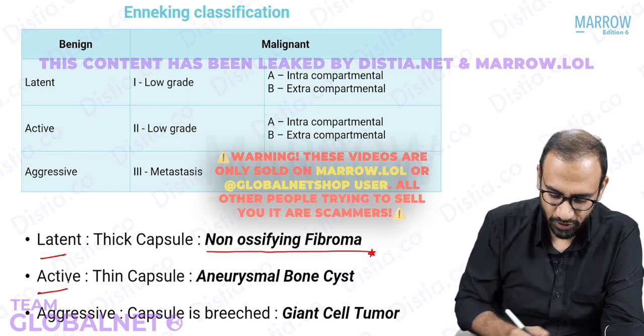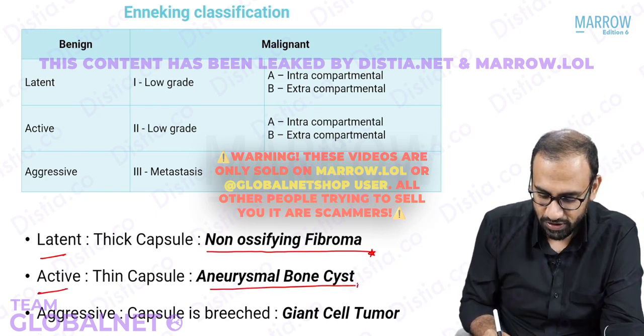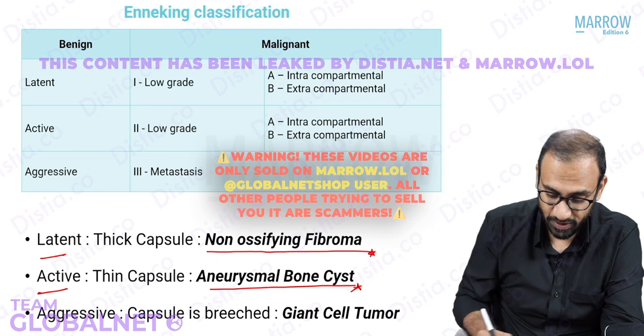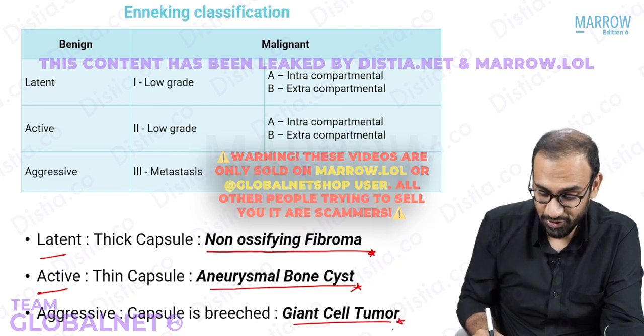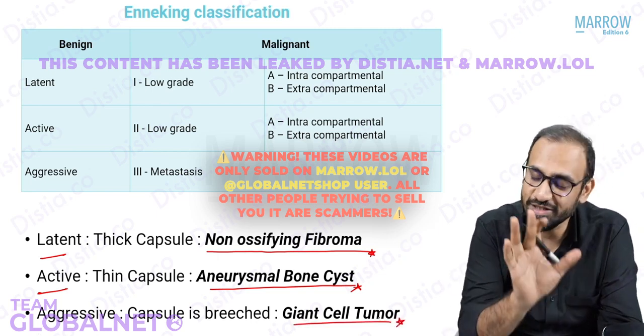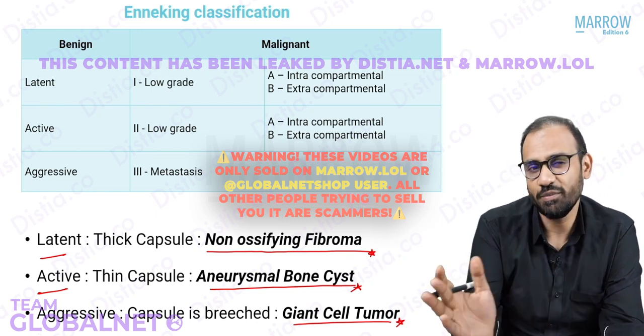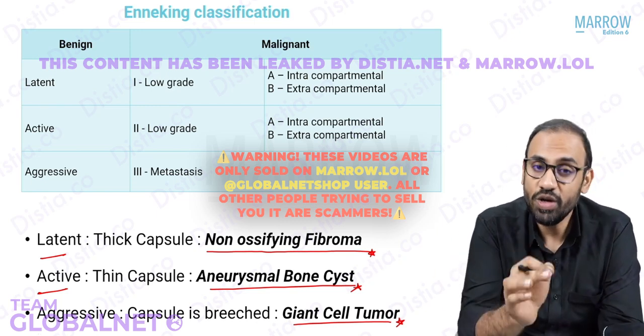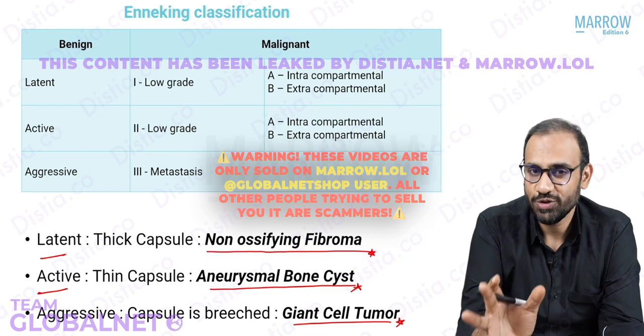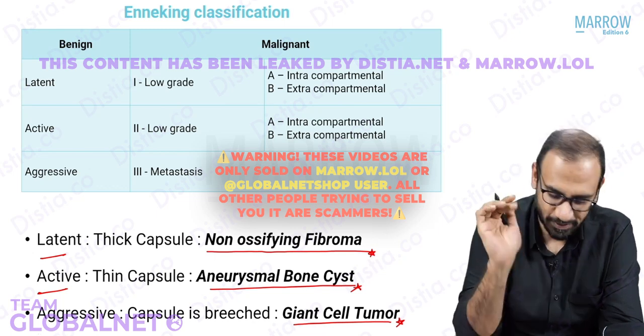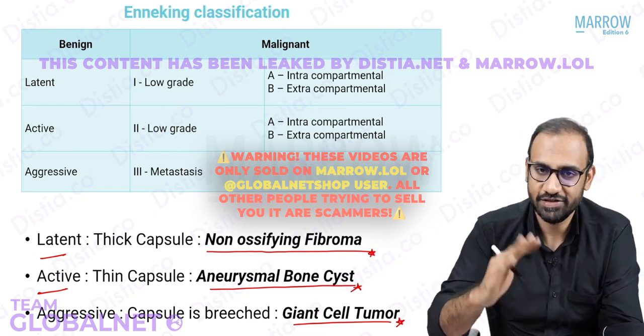An active benign bone tumor, the example is aneurysmal bone cyst. And an aggressive benign tumor, the example is giant cell tumor. You have to bear with me. Trust me on this. Once we finish the complete module of bone tumors, only then things will make sense to you, right? You have to bear with me. So latent, active, and aggressive benign tumor.